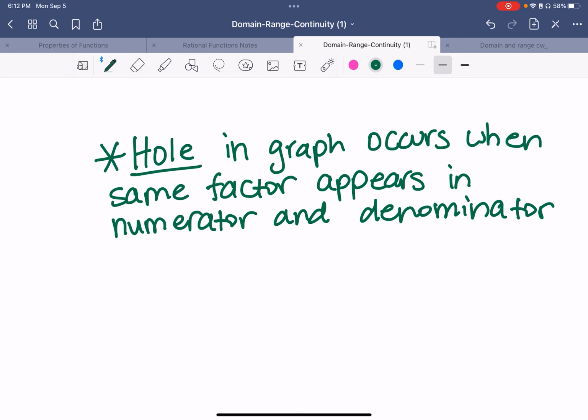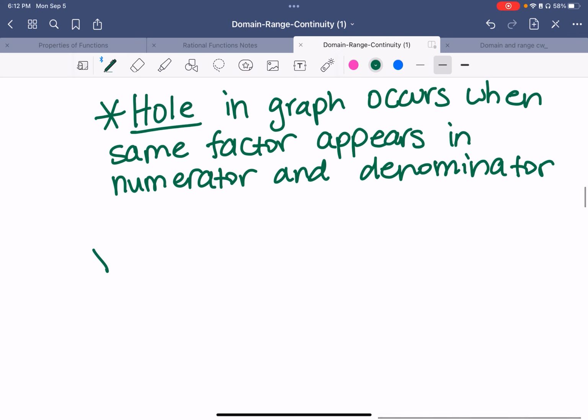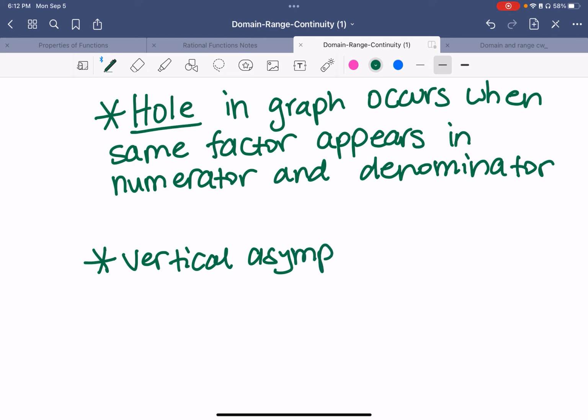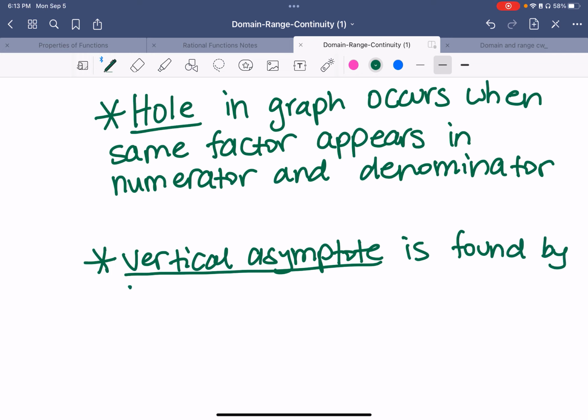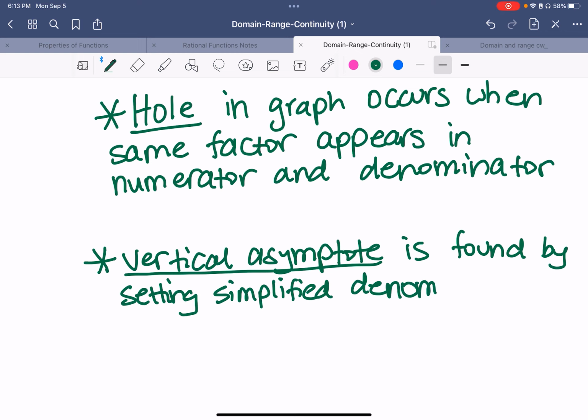Okay. Another word that you might remember from Algebra 2 is a vertical asymptote. A vertical asymptote is found by setting the simplified denominator equal to 0.